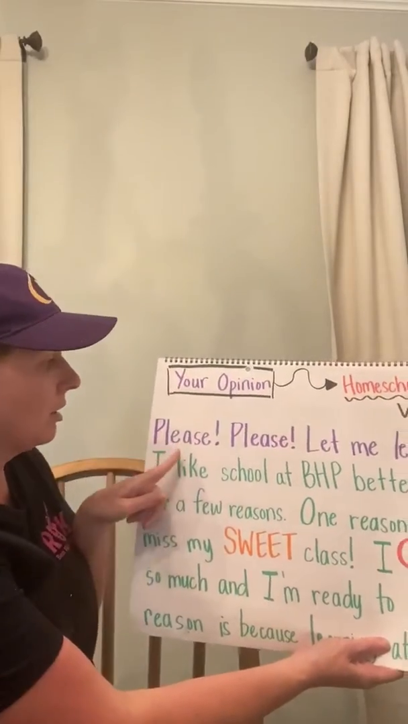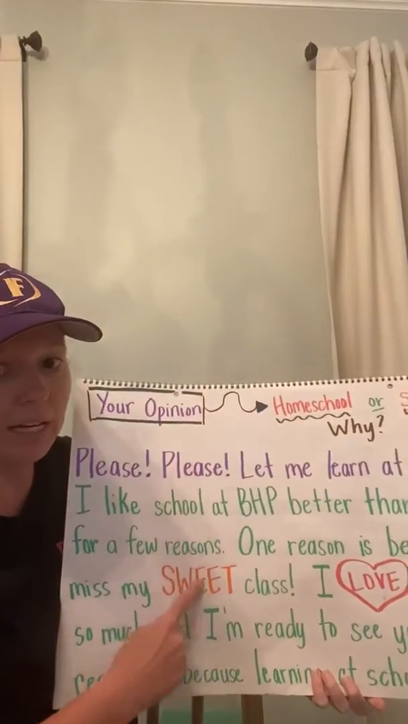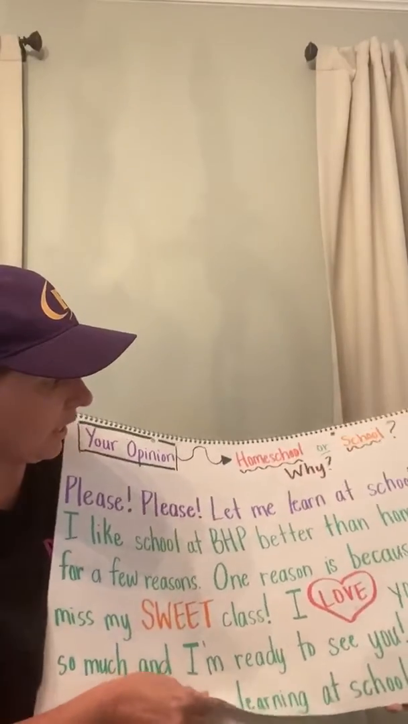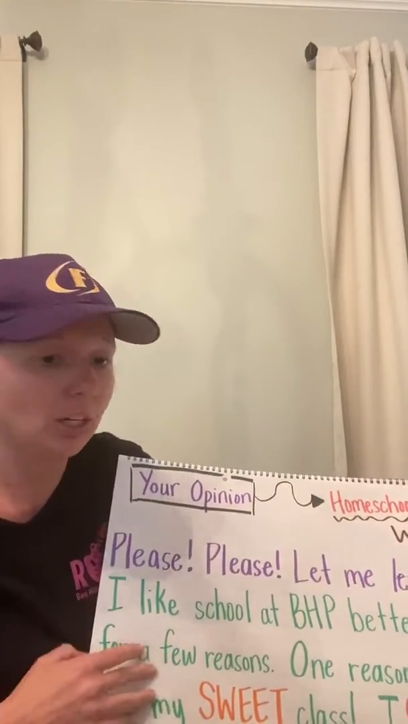Mine says, so we start an opinion writing by giving our opinion. So I wrote my opinion in purple. My reasons and examples are in green. And then I wrote my opinion again at the end in purple, just to show you that I gave my opinion, I gave my reasons and examples, and then I gave my opinion again.